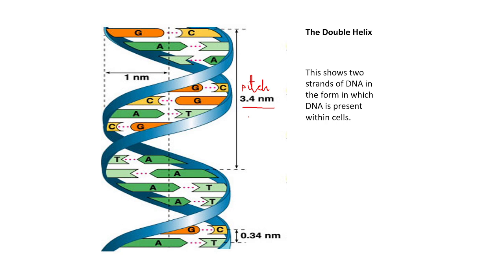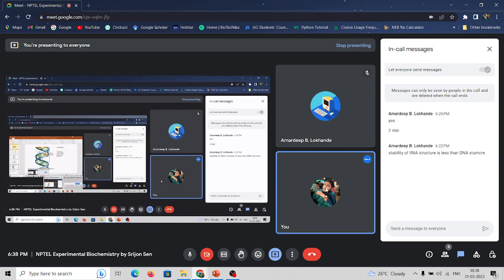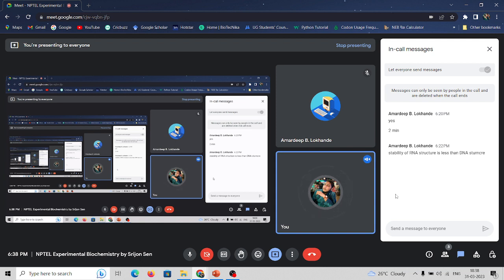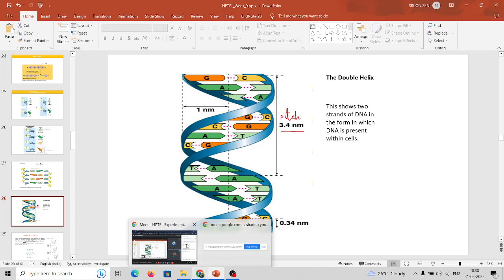So if the pitch is 3.4 nanometer and the difference between two nucleotides is 0.34 nanometer, how many nucleotides are present in this 3.4 nanometer? Tell me. This is an easy question. You people tell me first, then I will tell you.